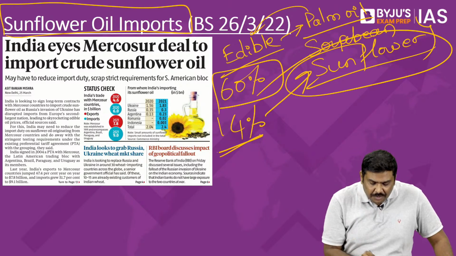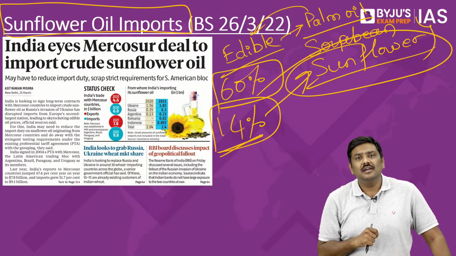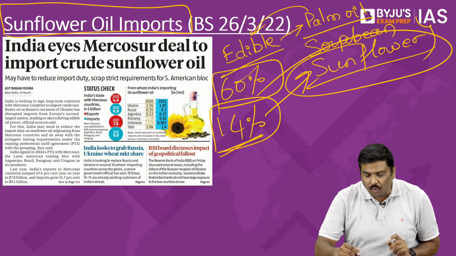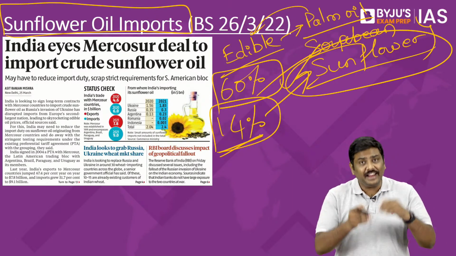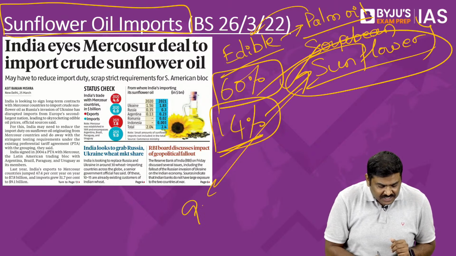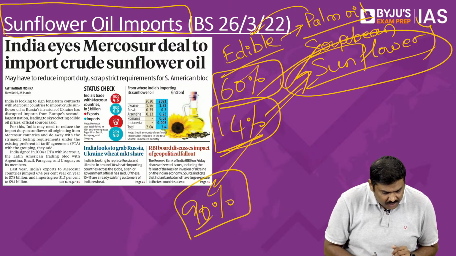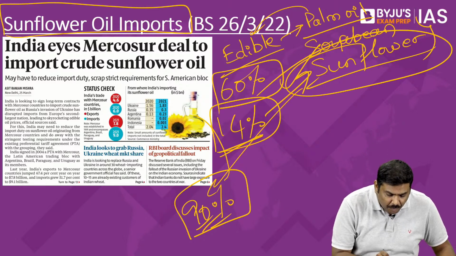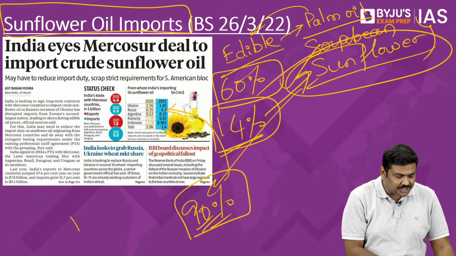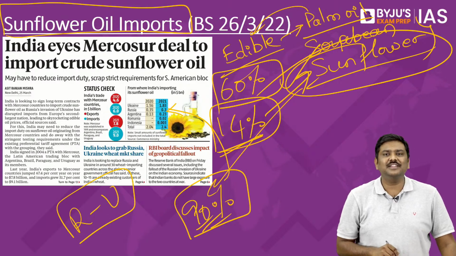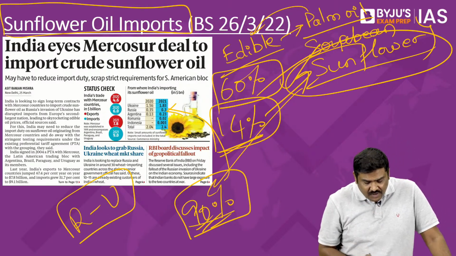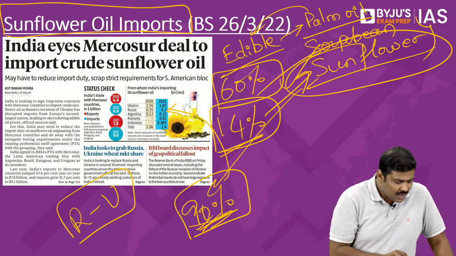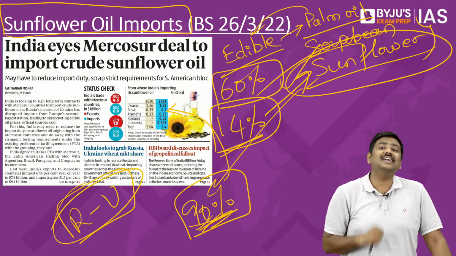In case of India, we import a huge amount of sunflower oil, and much more importantly, whatever is the import of sunflower oil into India, 90% of this particular sunflower oil we actually imported from two countries, Russia and Ukraine. Is it okay? 90% of the sunflower oil that we import is from two countries, Russia and Ukraine.